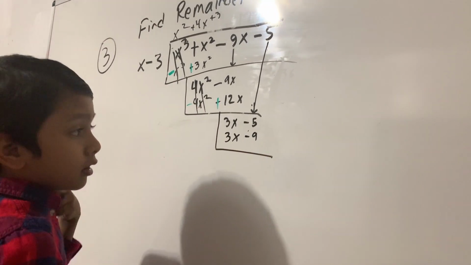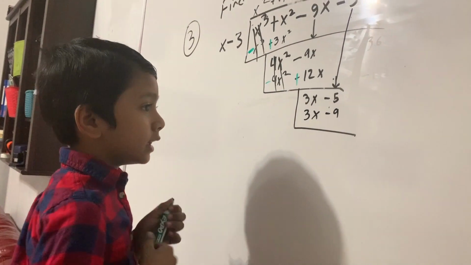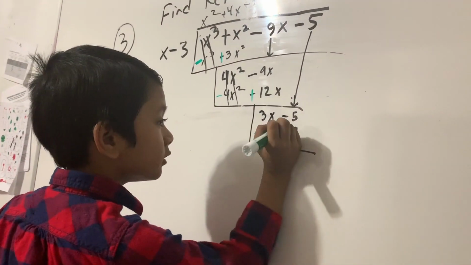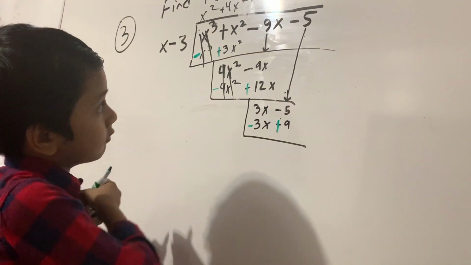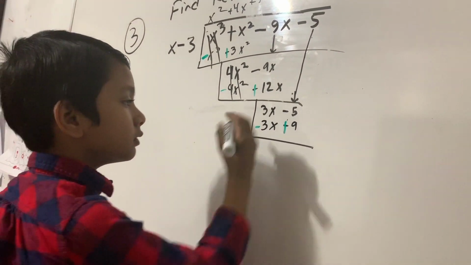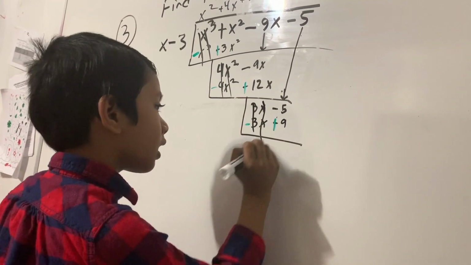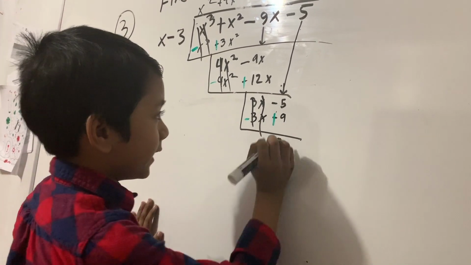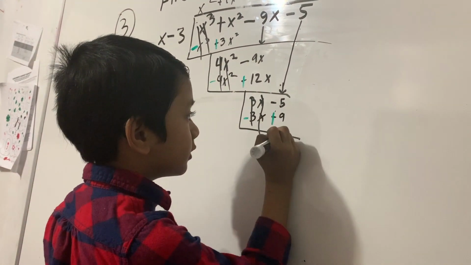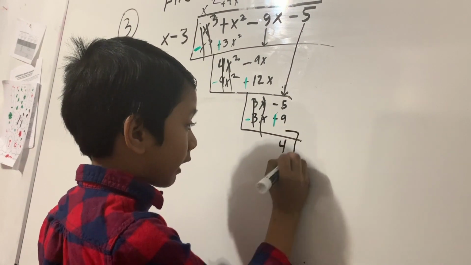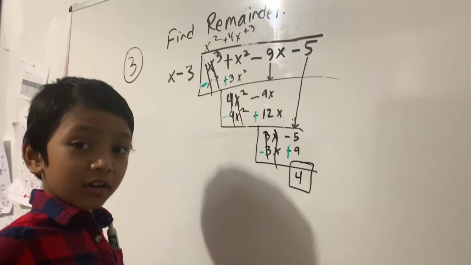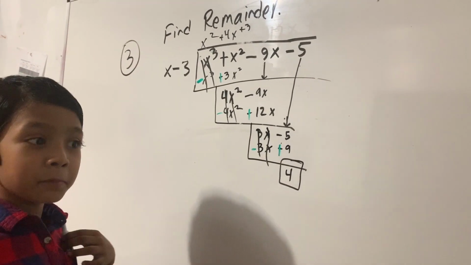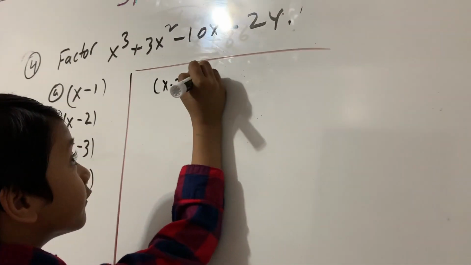So now we can change the sign so we can cancel. One last time. Man, this problem involved a lot of canceling. So this becomes 4. So our remainder is 4. Told you it would be a whole number. It's a factor.